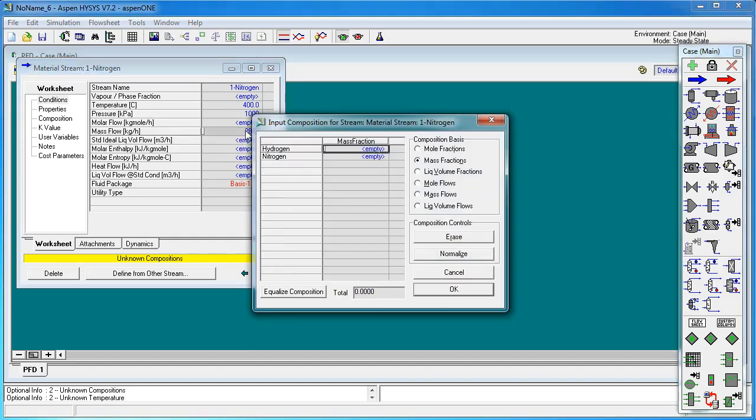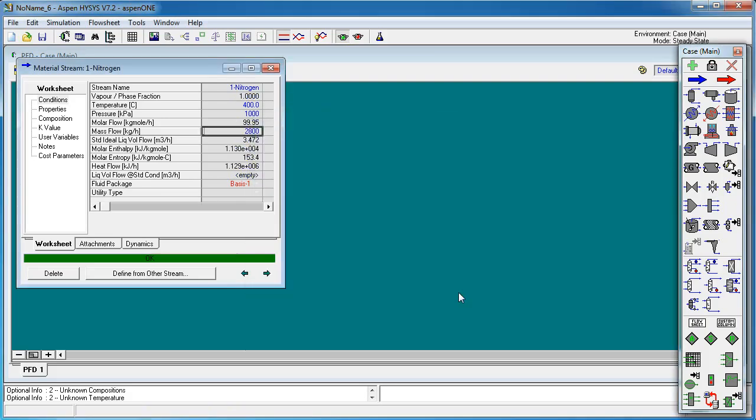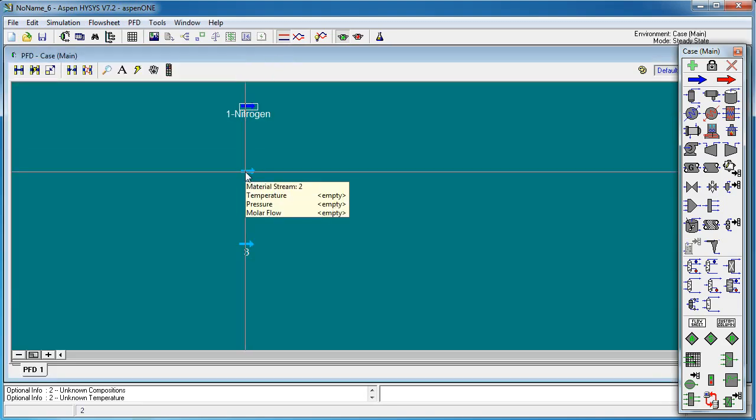If we look at that particular stream, we can break that down as being pure nitrogen, so it has a mass fraction of 1 for nitrogen and 0 for hydrogen. And so now that stream is fully defined because we have this bar here turning green. So we'll close the properties for that stream.